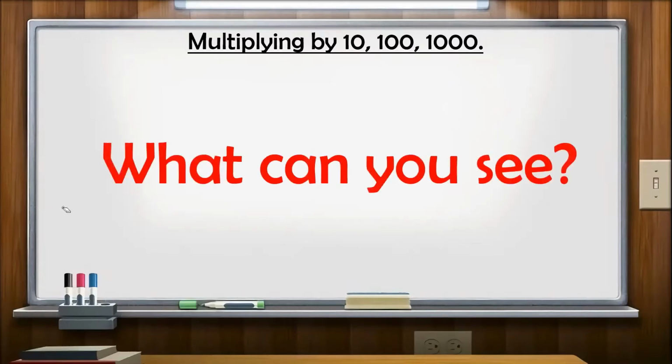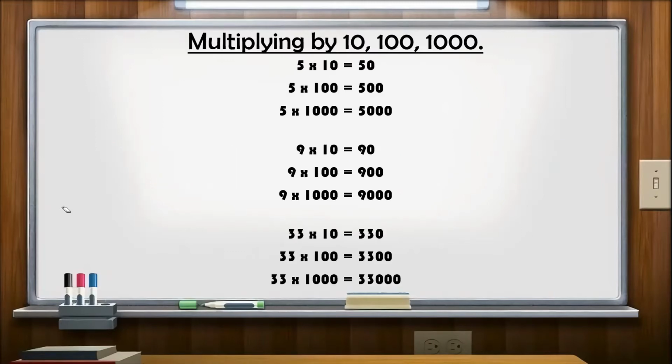Now the key question you have to ask yourself when looking at the questions and answers I am going to show you is, what can you see? Here are some products of 10, 100 and 1000. By looking at it and asking yourself, what can you see? Hopefully you can spot a pattern. Now this pattern will help us learn the technique for multiplying whole numbers by 10, 100 and 1000.